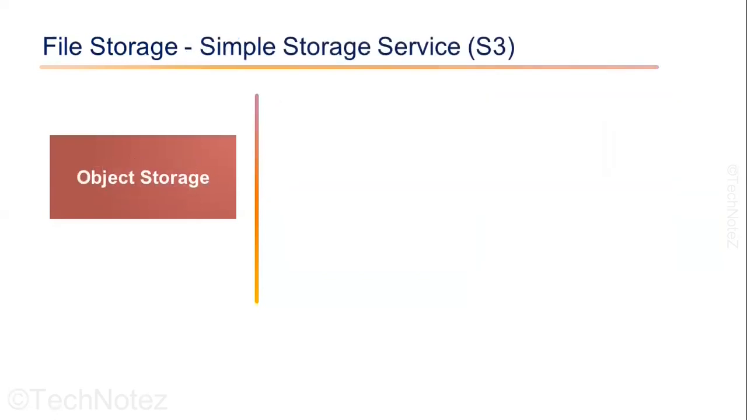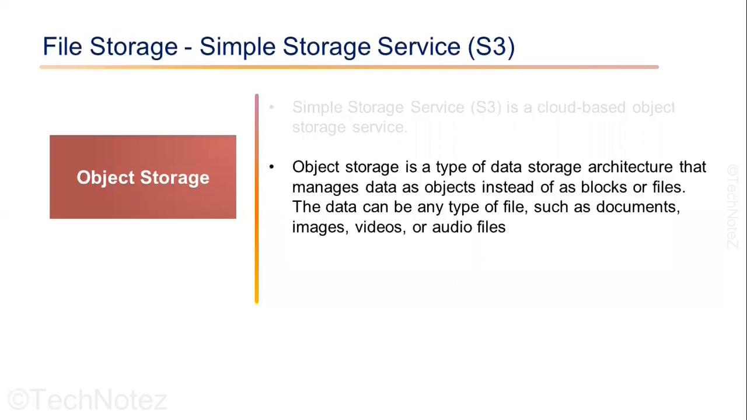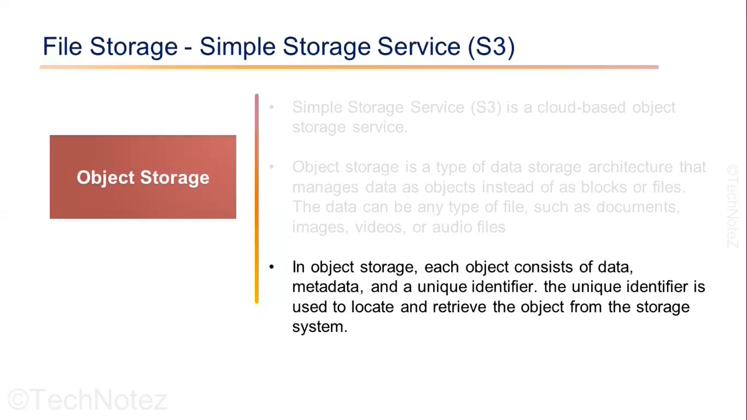Next, let's talk about S3, or Simple Storage Service. Simple Storage Service is a cloud-based object storage service provided by AWS. It allows the users to store and retrieve data in the form of objects. First, let's understand what object storage is. Object storage is a type of data storage architecture that manages data as objects instead of blocks or files. In object storage, each object consists of data, metadata, and a unique identifier. The data can be of any type such as documents, images, videos, or audio files. The unique identifier is used to locate and retrieve the object from the storage system.